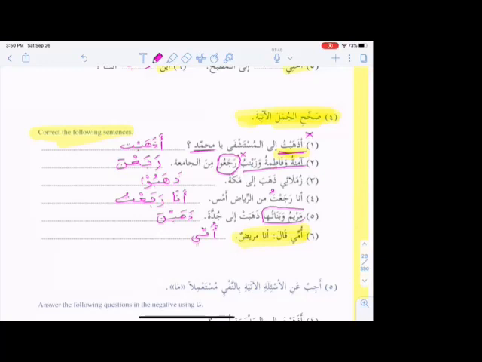Ummi, what will I say? Qalat. Kana, it cannot be qala. Abi qala. Ummi qalat. She said. What did she say? Ana maridun. These are the two mistakes.